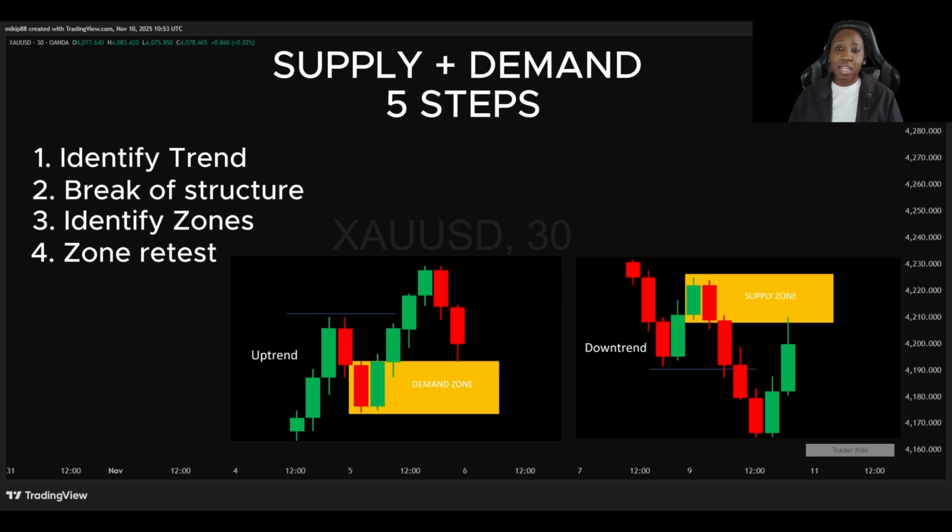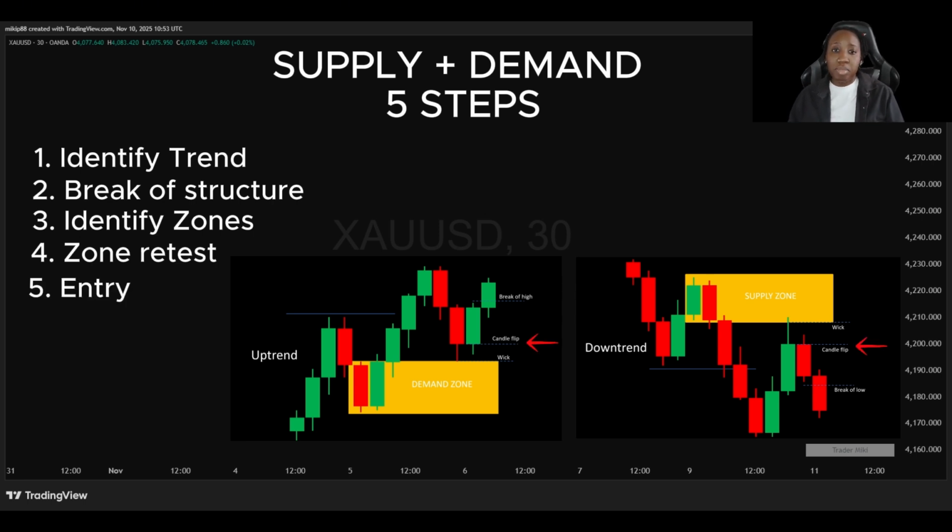I need a 5-minute candle to touch the zone or close inside but not break through the zone. When it comes to entries, I do have a few entry types depending on how the zone has been retested. The first entry is when the zone is tapped and the next candle flips in the direction of my trade. Then I'll get in at the flip.